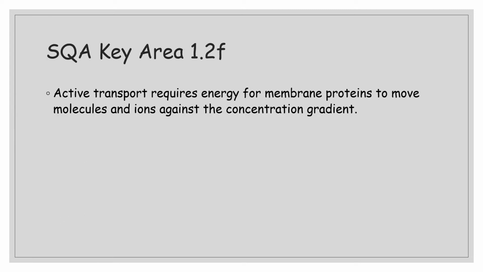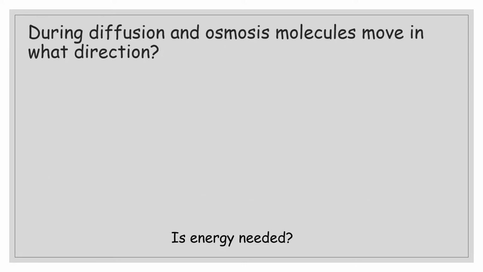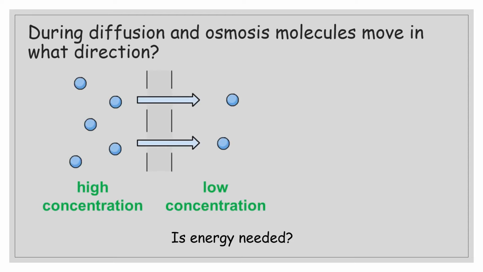So it's Key Area 1.2F effectively, and we're looking at other ways molecules can pass across a membrane, so active transport. So that's molecules and ions which are going against the concentration gradient. In the last couple of video lessons, we've looked at diffusion and osmosis, and the molecules move in the direction of high concentration to low concentration. That is down a concentration gradient. And what it will do is it will find an equilibrium, so equal concentrations on both sides in the end.